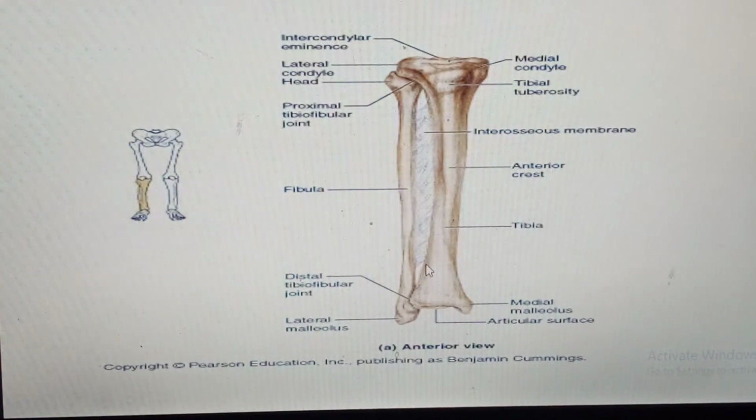But there's another thing I want to show you. At the lower aspect, below the interosseous membrane, there's also a triangular aperture, and that one gives passage to the perforating branch of the peroneal artery, and that's what I want you to know over here.